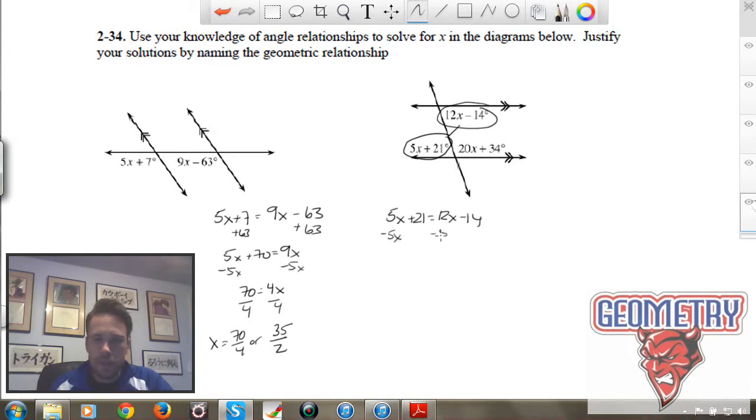So let's subtract 5x over to this side. So we have 21 equals 7x minus 14. Let's add 14 over to this side. So 35 equals 7x. We divide everything by 7, and x equals 5.